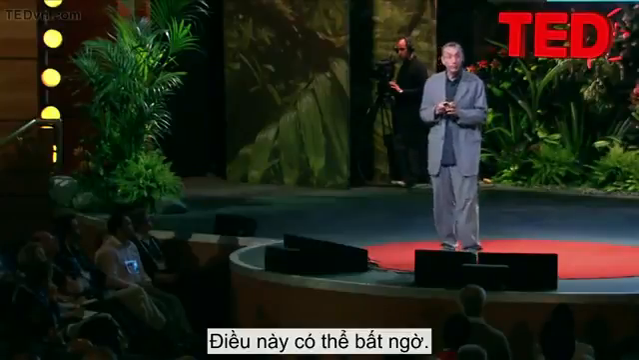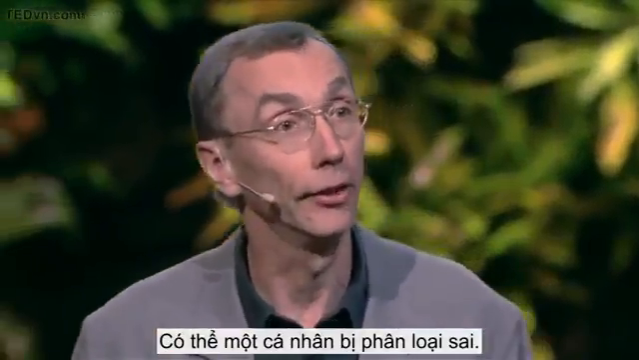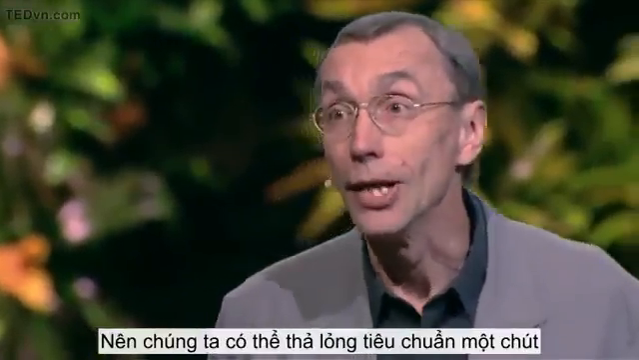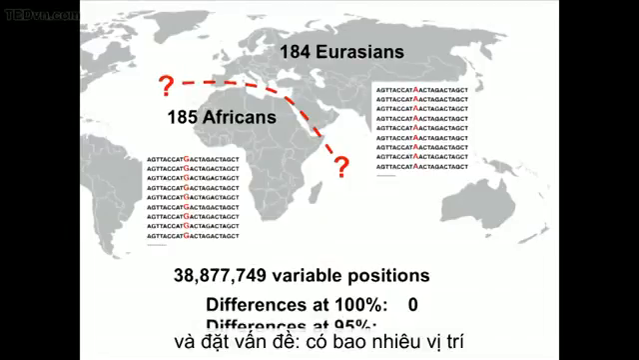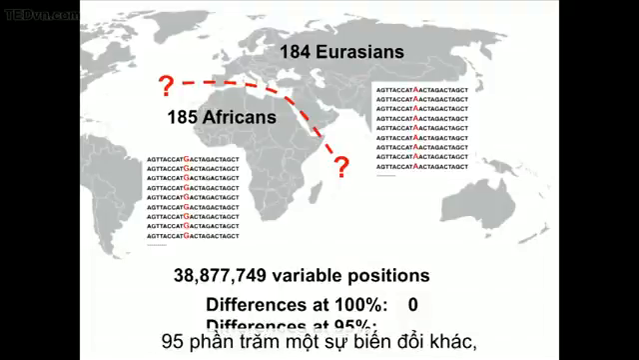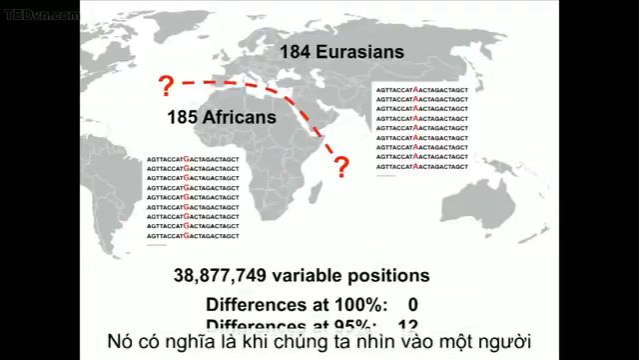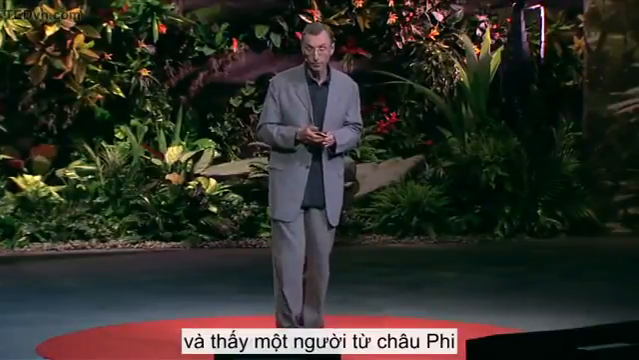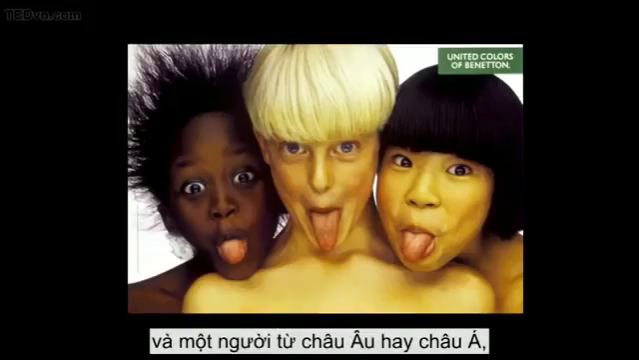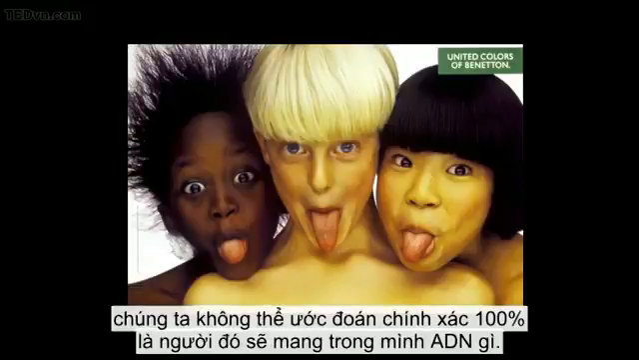This may be surprising. Maybe a single individual is misclassified, so we can relax the criteria a bit and say, how many positions do we find when 95% of people in Africa have one variant, 95% another variant? The number of that is 12. So this is very surprising. It means that when we look at a person from Africa and a person from Europe or Asia, we cannot for a single position in the genome with 100% accuracy predict what a person will carry. And only for 12 positions can we hope to be 95% right.